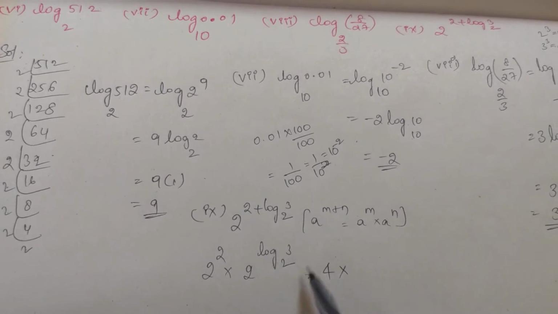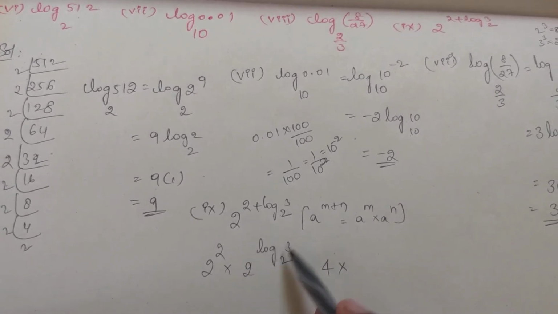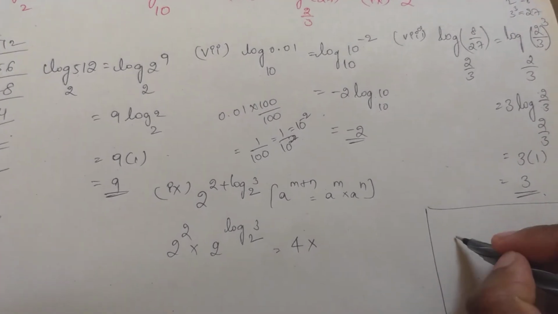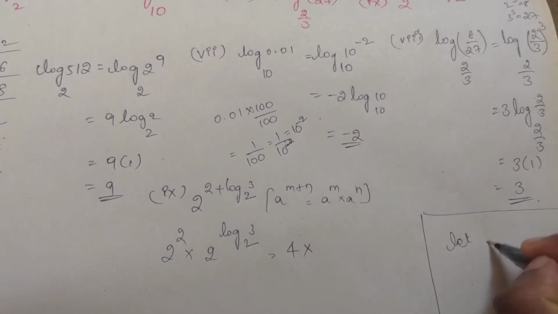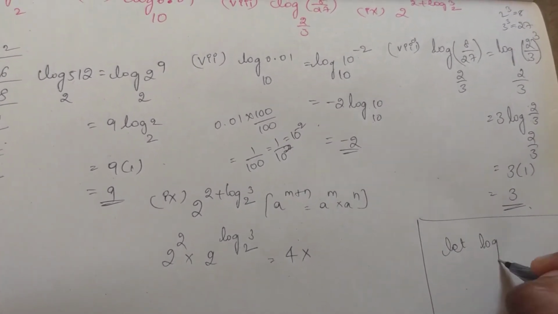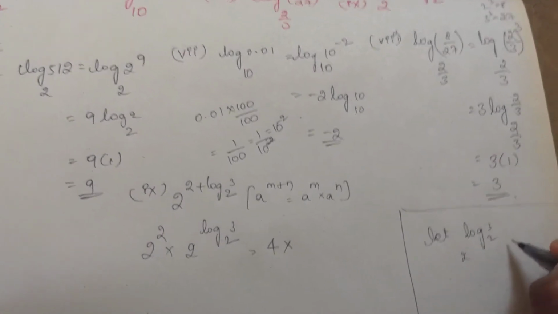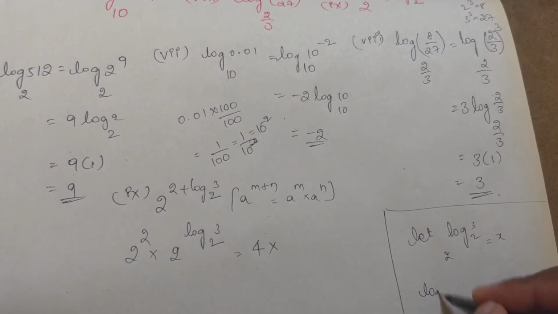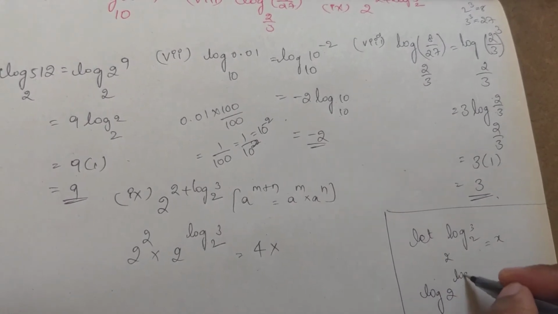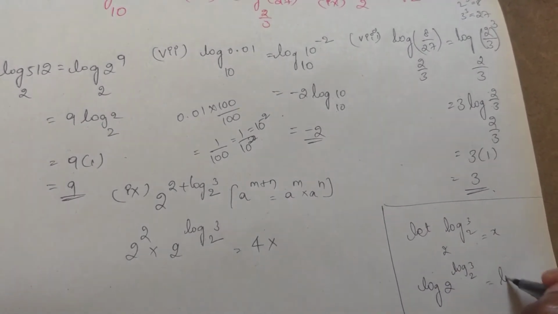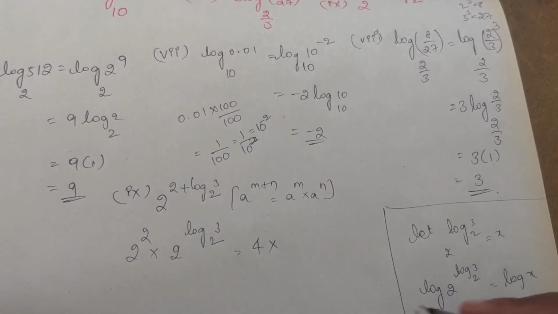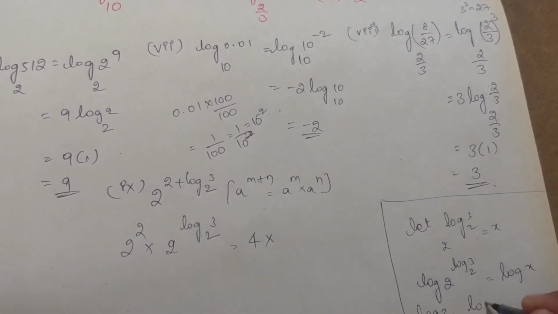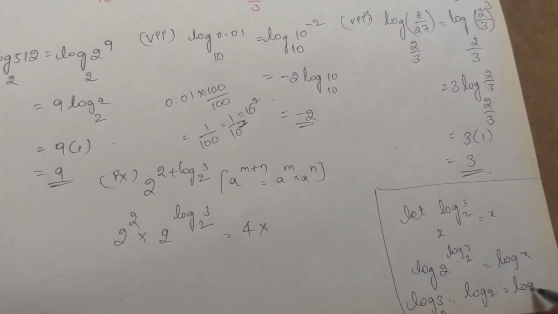Here let us find this value, 2 power log 3 base 2. Here let's do the side calculation. Let 2 power log 3 base 2 is equals to x. Apply log on both sides. So we can write it as log 2 power log 3 base 2 is equals to log x. This power will come to the left hand side. Log 3 base 2 into log 2 is equals to log x.